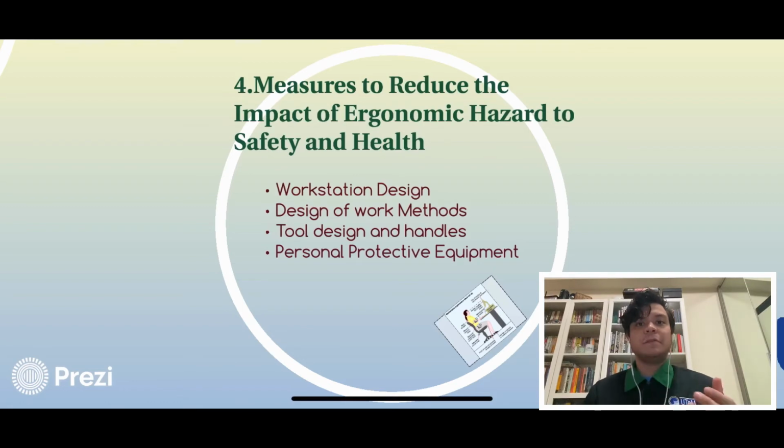Measures to reduce the impact of ergonomic hazards to safety and health. There are four. First is workstation design, which is how you design or set up your workstation. Second is design of work method, which is how you do your work. Third is tool design and handles, such as your laptop, tables and chairs, handrests and pillows. And fourth is personal protective equipment, so it's the PPE, which in online classes is for when you are too cold or too hot, wearing thick clothes, or wearing glasses to deflect off screen glare or straining of the eyes.